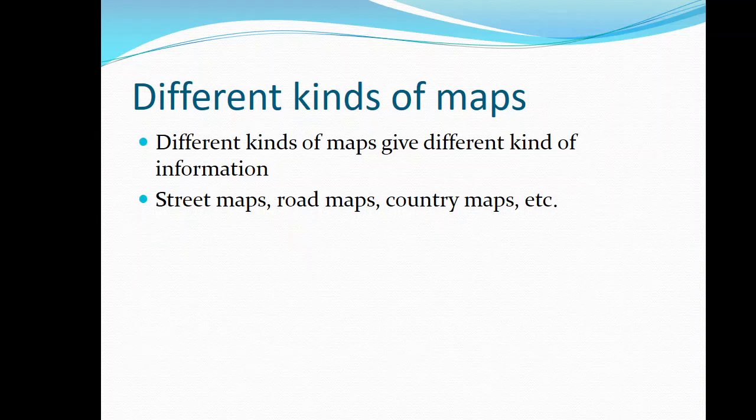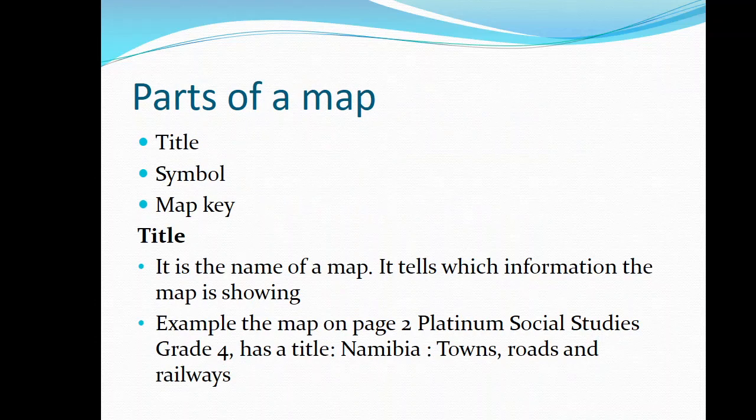We also have different kinds of maps because different kinds of maps give different kinds of information. For example, the street maps show us where the streets are and where we can find things in towns. The road maps and also the country maps. And other things such as the physical maps, the political maps, and all different kinds of maps.